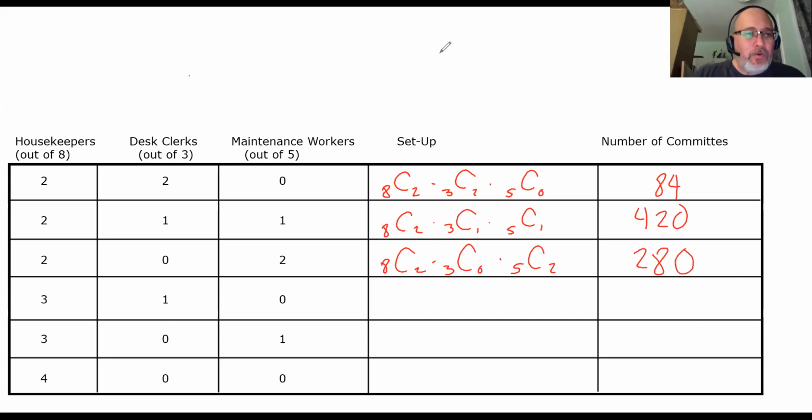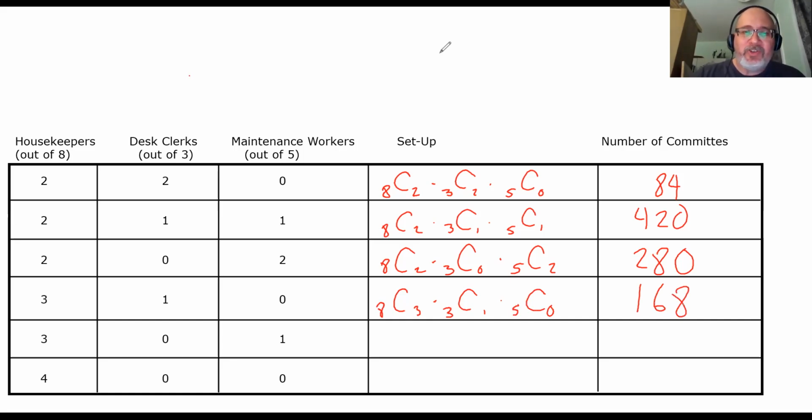For the fourth row, of 3 housekeepers, 1 desk clerk, and no maintenance workers. Out of the 8 housekeepers, we choose 3. Times, out of the 3 desk clerks, we choose 1. Times, out of the 5 maintenance workers, we choose 0. That ends up equaling 168.